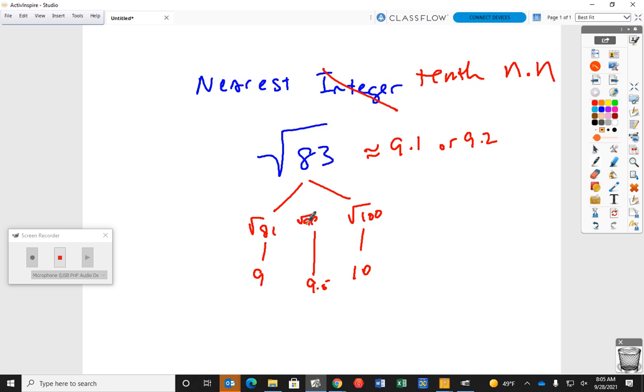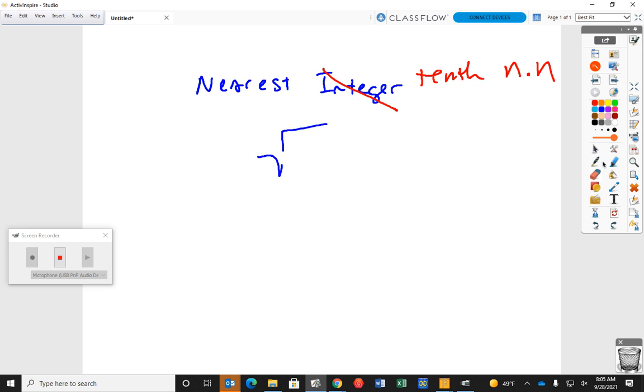Make sense? Jordan. So in order to find like 9.1 and 9.2, you find that in between the 81 and 100. Well, we find the middle point. Let me show you another one. If I was to say, find the nearest tenth, and let's say this was 105, what are the two closest perfect squares to this? 100. 100 and what? What's the next one?